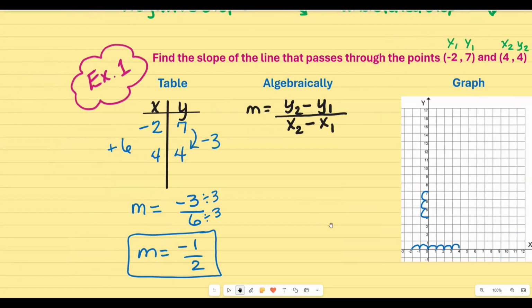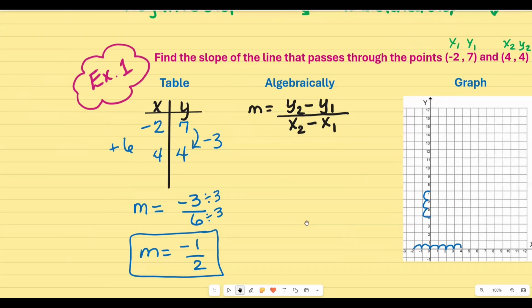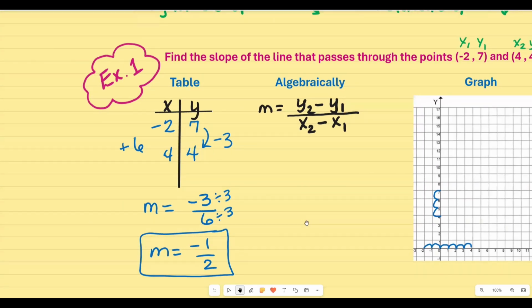Let me just show you, what if I was a person who said, well, I wanted to start with 4 and 4. Let's see what happens in that case. So if we did 4 and 4 first, and remember this is x and this is y, and then we did the -2 and the 7 second, this is really a number line. So this is my x number line and this is my y number line.